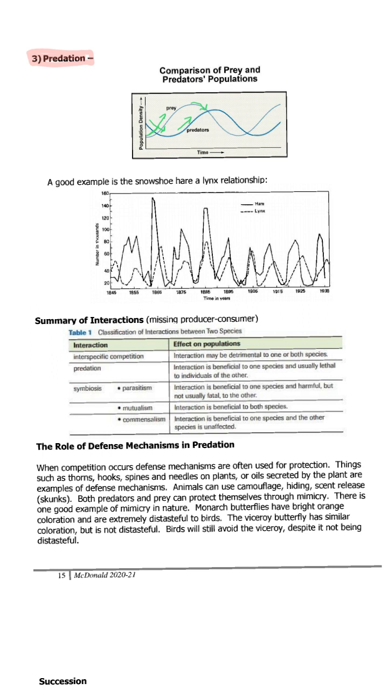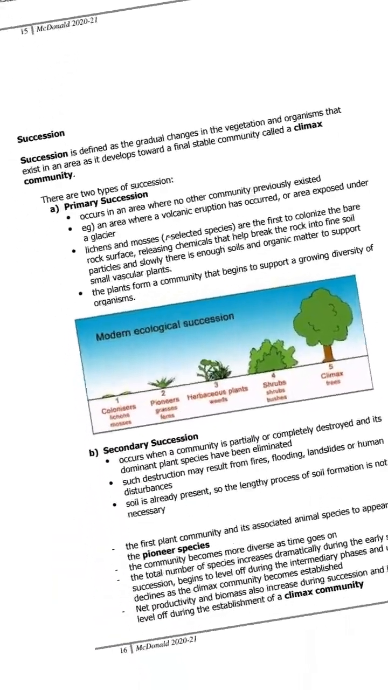So let's not forget there's also defense mechanisms that organisms use. They can use defense mechanisms like scents, like a skunk, thorns, like a rose bush, and camouflage to hide themselves. So it's not something that's covered very deeply in Bio30, but just having that understanding that organisms do try to protect themselves. The last concept is the idea of succession.